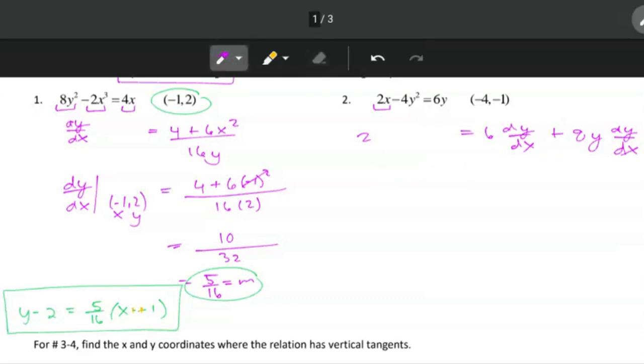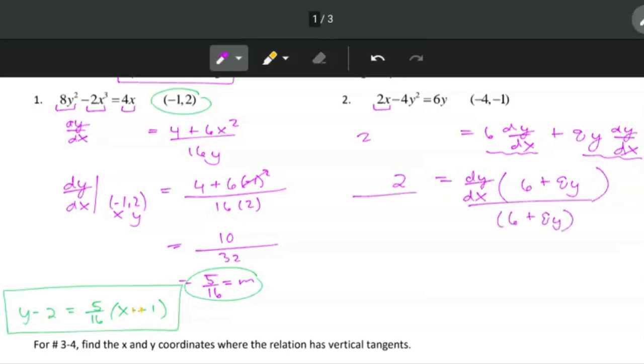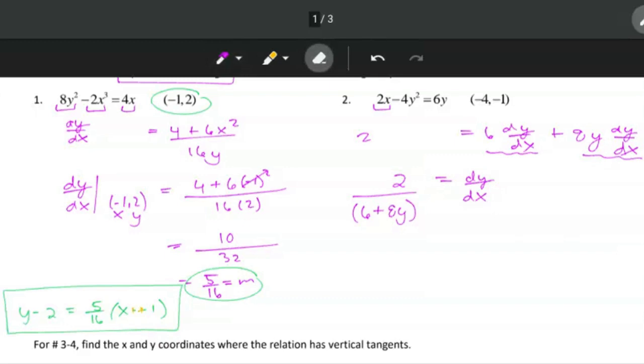So really we have 2 equals all this, and both of these terms have a dy dx in them, so we could factor a dy dx out and write what we're left with, 6 plus 8y. And then to get that by itself, we need to divide both sides by 6 plus 8y. So these cancel, and this is what your dy dx equals.